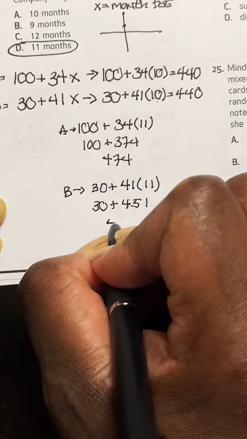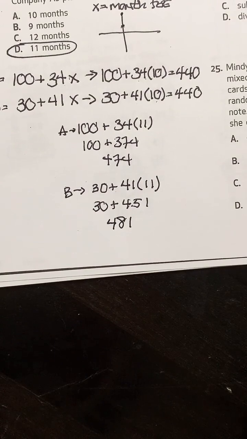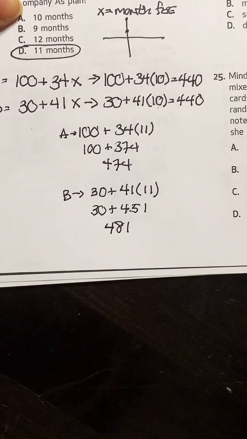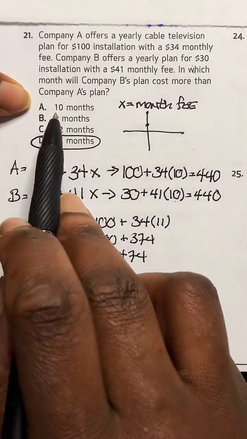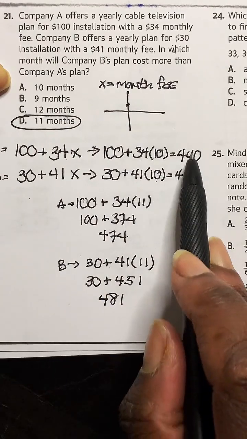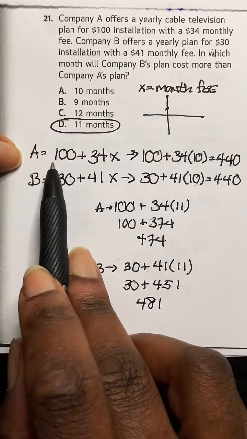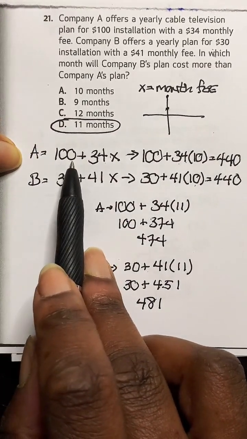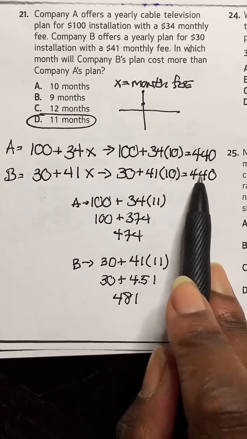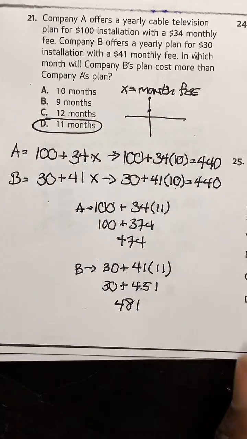Adding my 30 will give me my 481. Okay. So if I had the choice of this, I like to start with something that ends with 0 because it's easier for me to substitute and calculate. Once I notice they're exactly the same, I know that A was a lot higher because they had a higher installation fee than company B. But when it surpasses this even mark, that means B is going to surpass A for 1 month over.